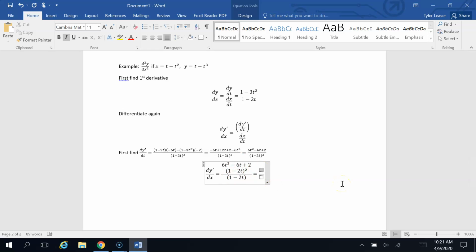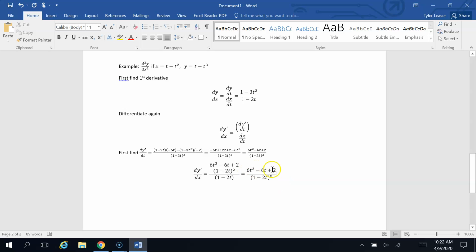Whether it's multiplying by common denominators or just thinking about it as actual division and then multiplying by the reciprocal, you're going to end up with this. So you're still going to have that 6t squared minus 6t plus 2 up top, and then we're going to be dividing that by 1 minus 2t, but now it is cubed. Okay, this is our final answer, right? So this is the second derivative of y with respect to x.